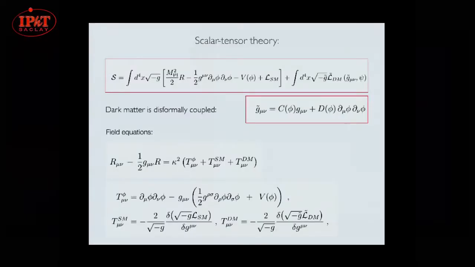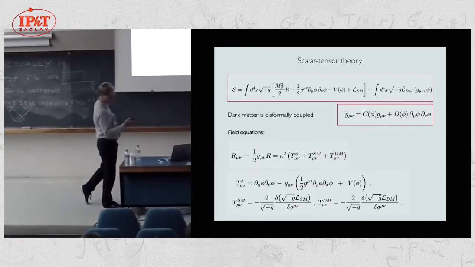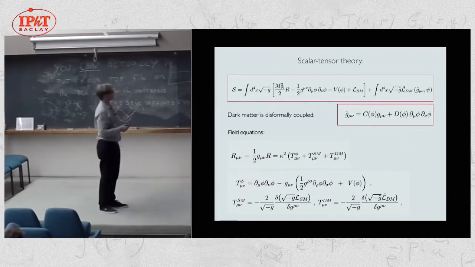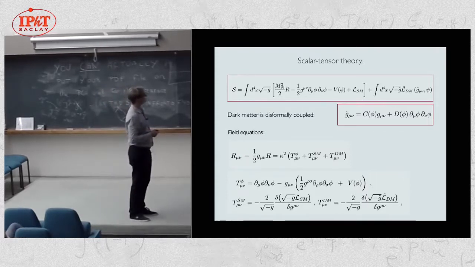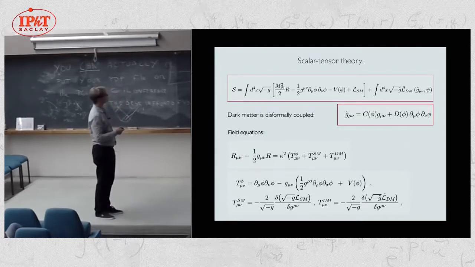He's excellent. Okay, so the theory I'm going to discuss is a scalar tensor theory. So we have a normal scalar tensor theory in the sense that there is a species non-trivially coupled to a scalar field, but the standard model particles are not. So we have just a standard theory.